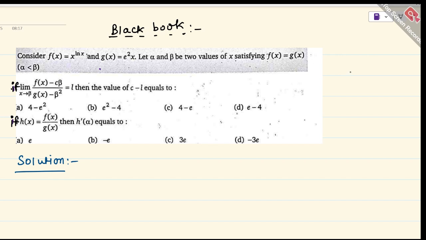Today we are going to solve a really interesting limit problem from the famous black book, and trust me, this is not just any problem. It's a paragraph based question especially designed for JEE Advanced level.